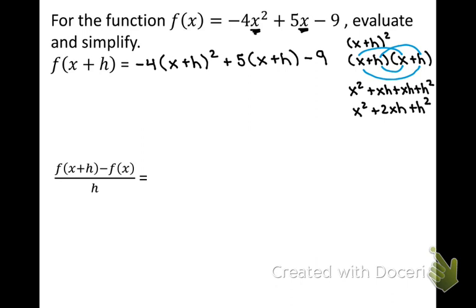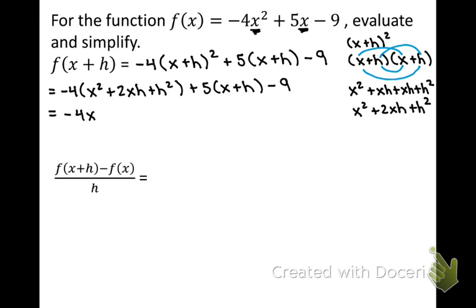Okay. A lot of students forget to FOIL that out. You'd be real careful there. So we have at this point, and I'm going to move that equals over because I know I'm going to need the space, negative 4 times x squared plus 2xh plus h squared plus 5 times x plus h minus 9. Now let's go ahead and distribute. We're going to get a negative 4x squared minus 8xh minus 4h squared plus 5x plus 5h, and then we're just going to copy over that minus 9. So that right there is my f of x plus h that I'm going to use in the next step for my difference quotient.